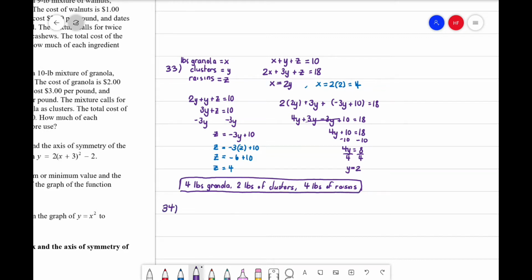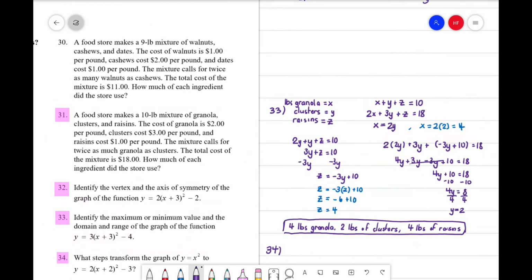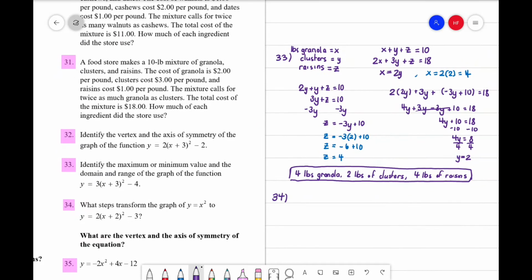Number 34. Identify. Why did I jump to 33? This is 31. Sorry. That was number 31that whole time. 32, that makes more sense.